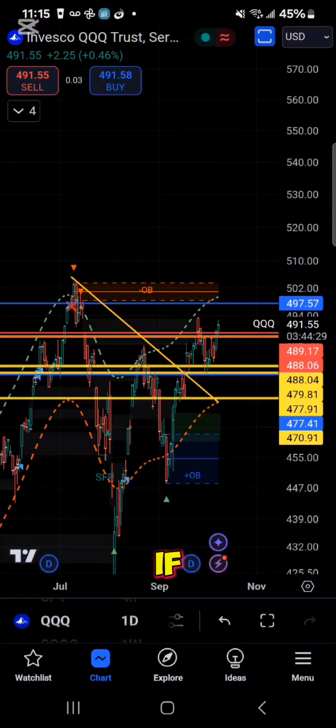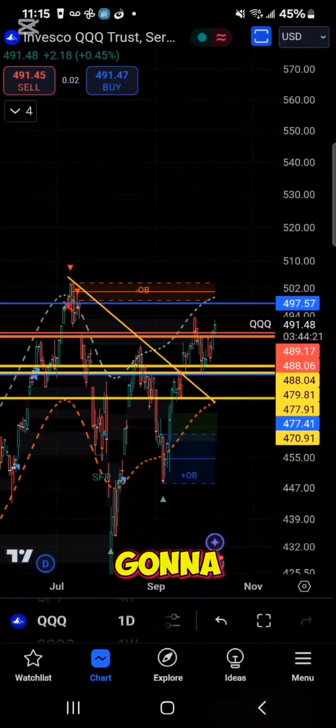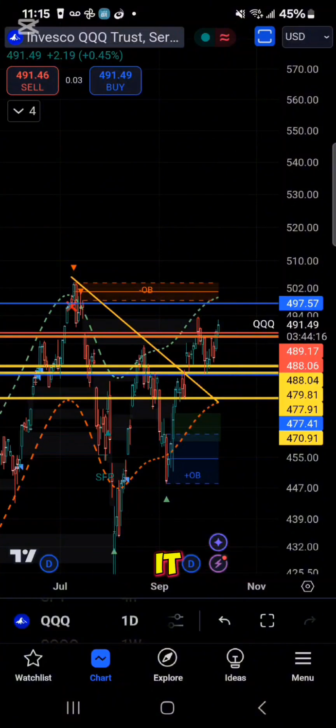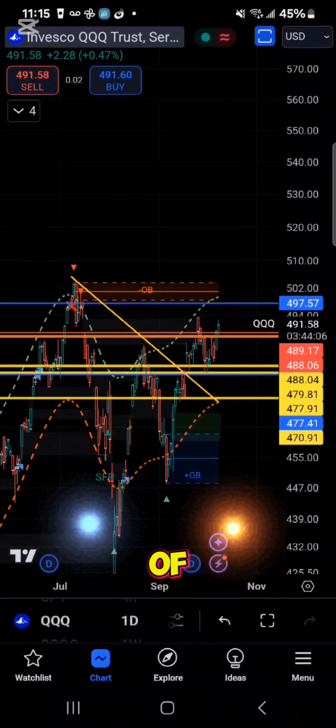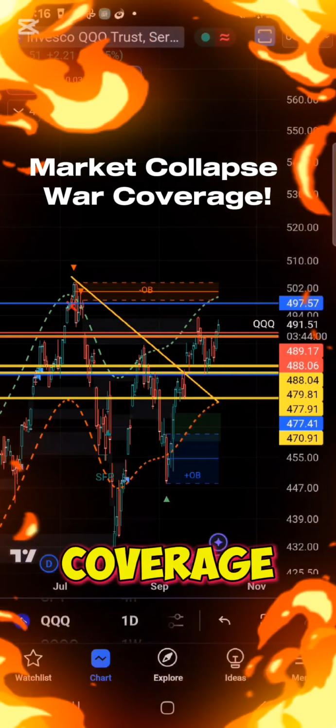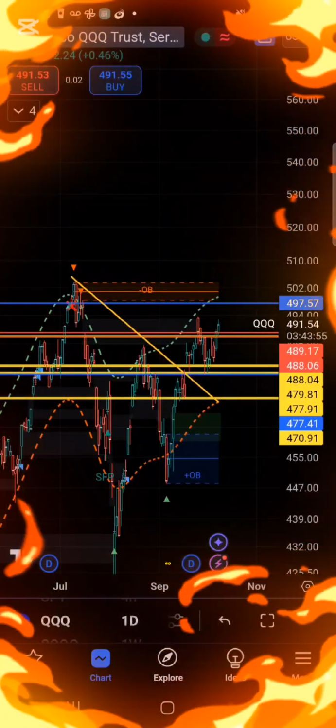So if we're going to be right about October 21st, you want to be Googling triple Qs right here, checking it out and seeing if we're going to go up to the 510 level. If we are, or the 503 level, I mean, if we are going up to 505, 510, then you know that's the precise definition of a blow-off top. And what's next? A steep decline, market collapse, war coverage abound. So we're looking for Qs at 505 or 510. So keep an eye on it.